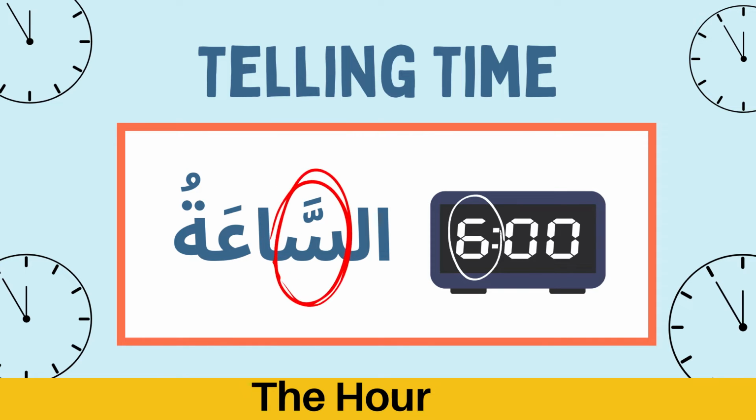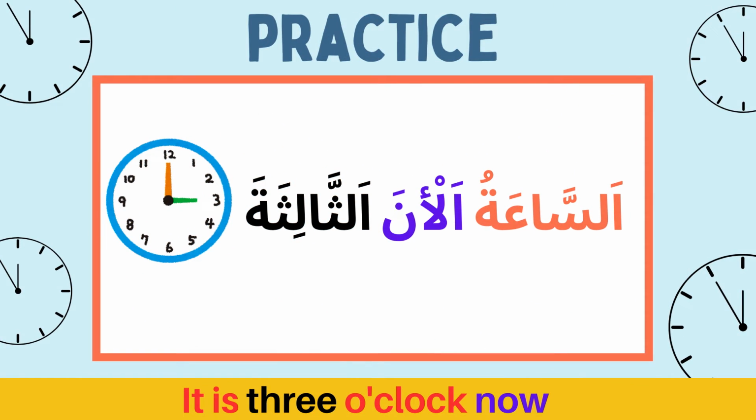We will soon see lessons on the vowels in the Arabic language in detail with a simple explanation on my channel. Stay tuned. For example, when we want to say it is 3 o'clock now in Arabic, we say الساعة الآن الثالثة.